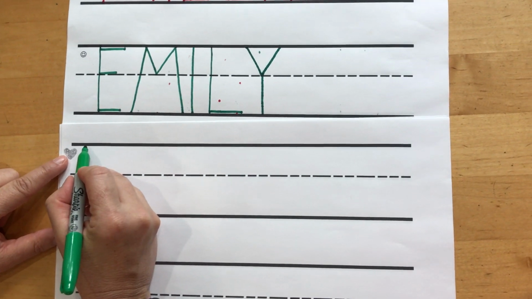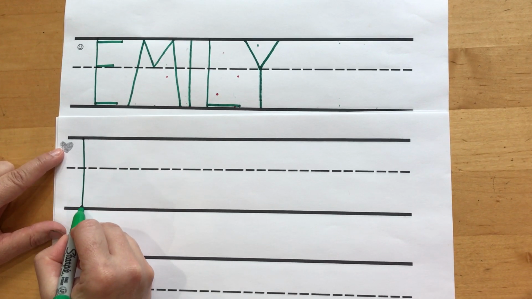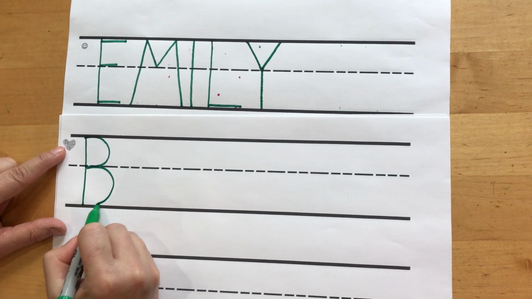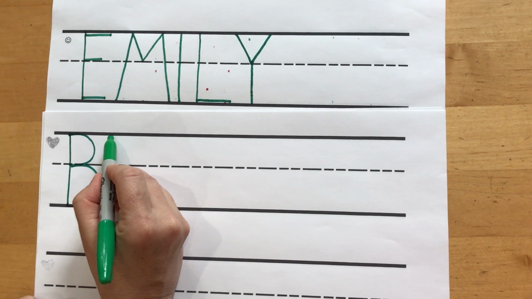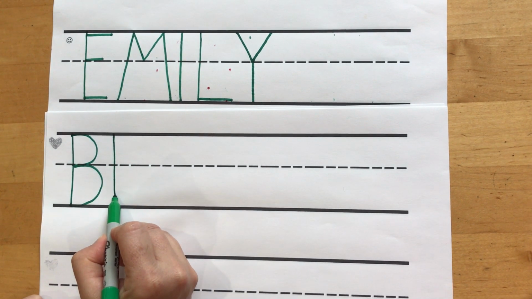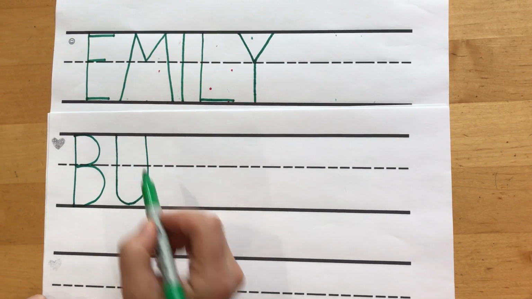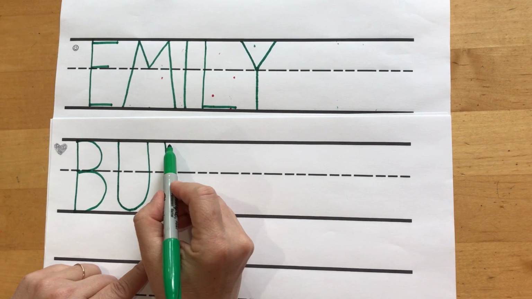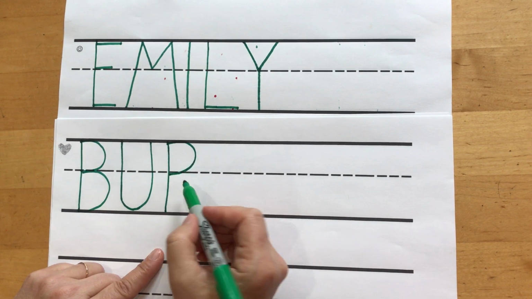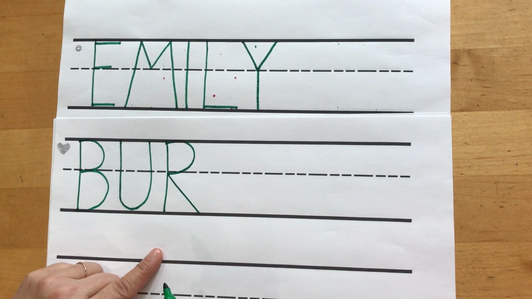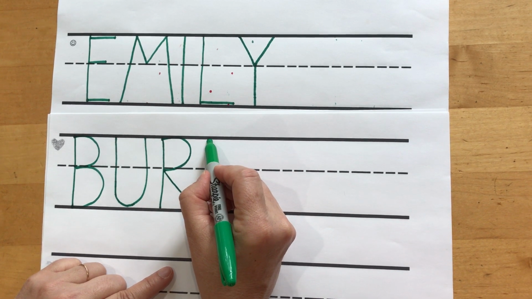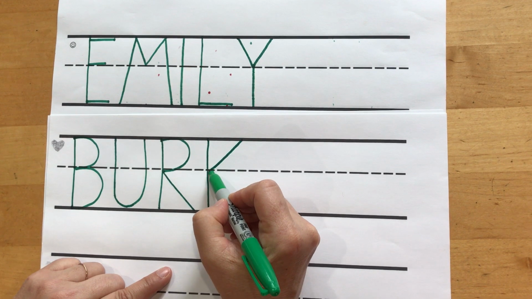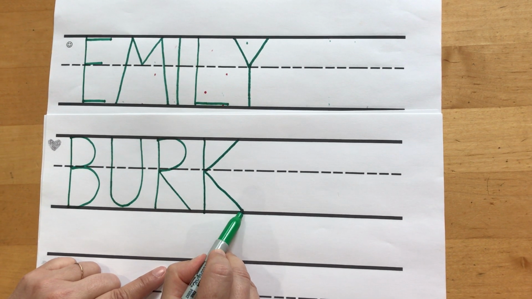It starts with a B, line down to the bottom, back to the top, curve around to the middle, curve around to the bottom. U. Start at the top, go down to the bottom, curve around, and back to the top. R. Line down to the bottom, curve around to the middle, diagonal to the bottom. And then a K, line down to the bottom, diagonal to the middle, diagonal to the bottom.